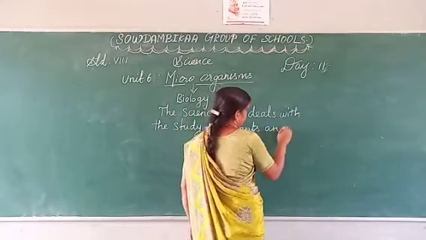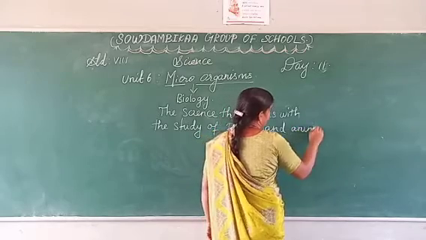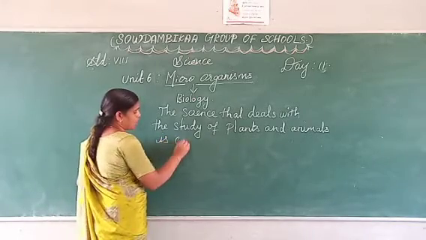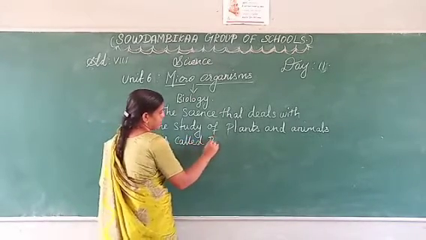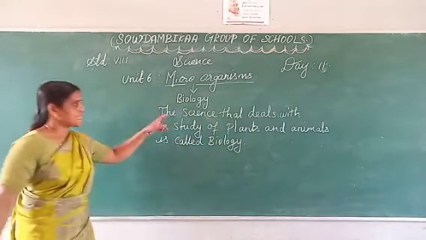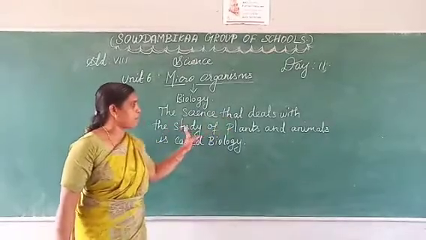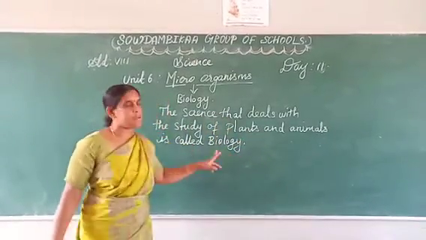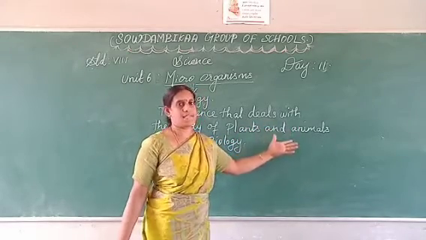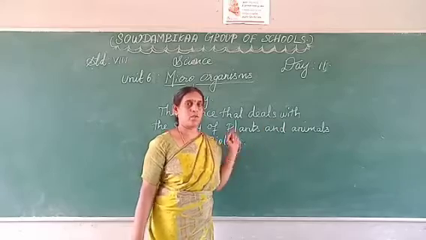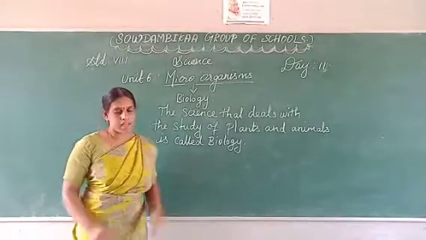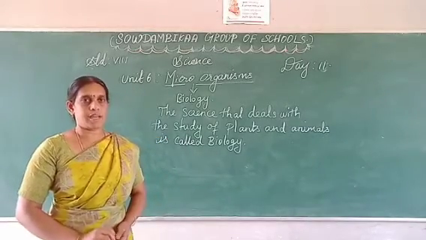The science that deals with the study of plants and animals is called biology. Animals include human beings and some other organisms too. So the science that deals with the study of plants and animals is called biology. Are all clear about this one?